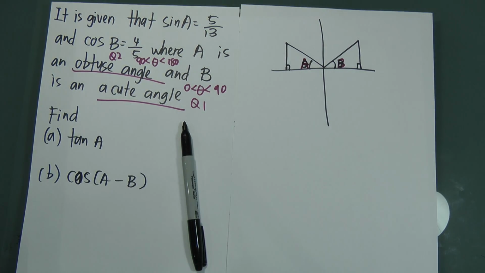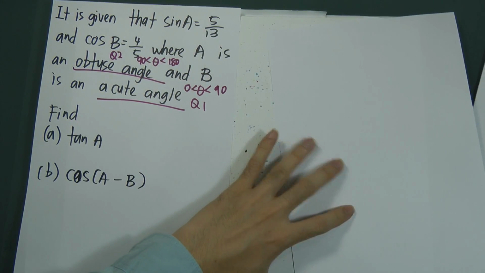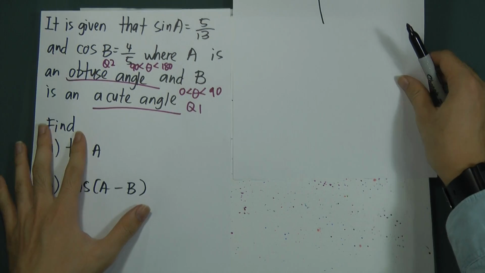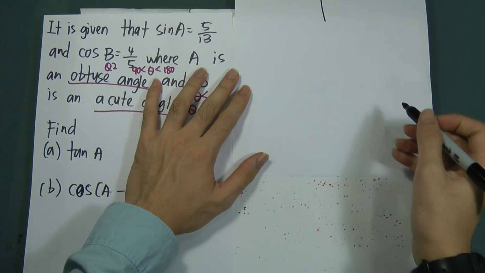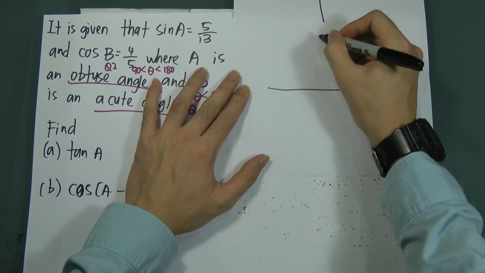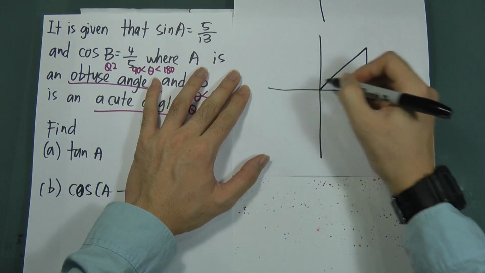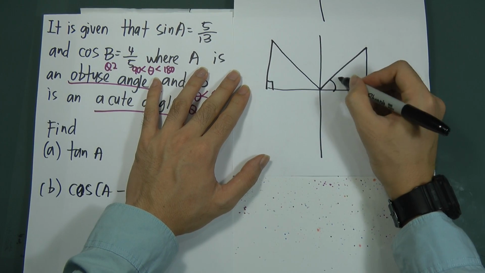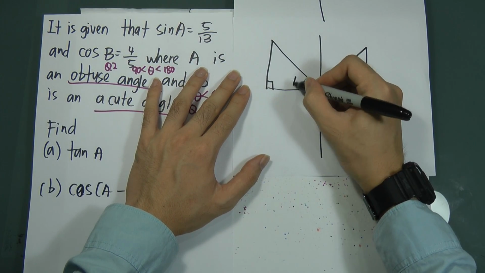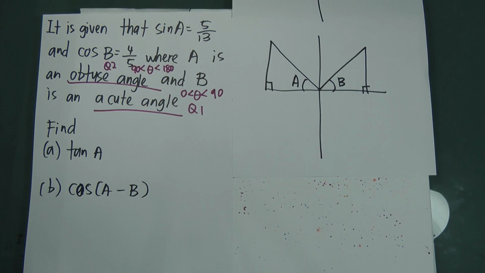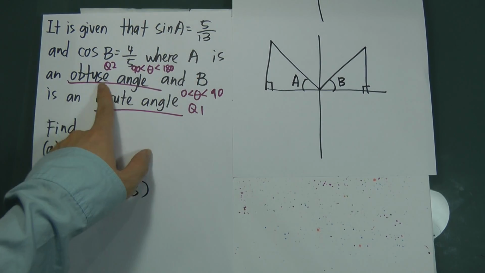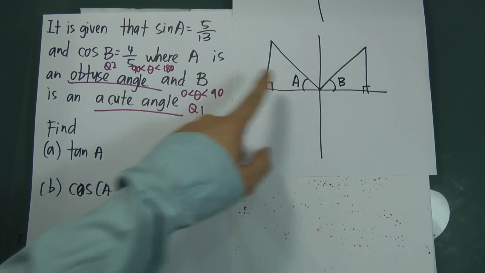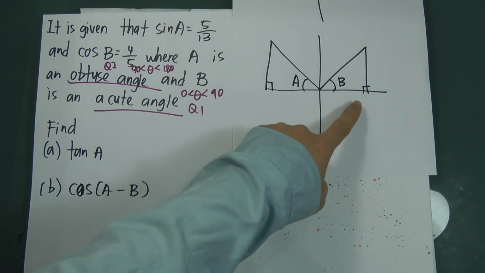Okay, now I change the newspaper because it's very important to see this clearly. Never mind, save paper, so I draw it below one more time. You are in the first quadrant and you are in the second quadrant. Imagine this 90 degrees. So this one will be B and this one will be A. Where A is the obtuse angle, A falls in the second quadrant. B is the acute angle, B falls in the first quadrant.